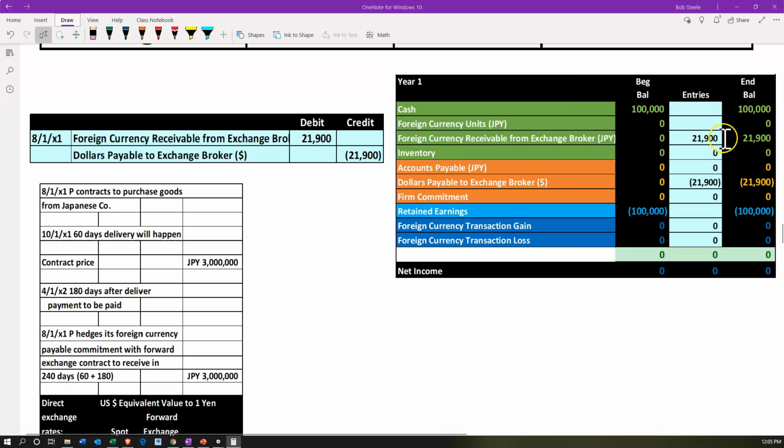We have the accounts receivable on the books at the 21,900, valuing the 3 million yen that we expect to receive in 240 days at the end of this contract in dollars using the current forward exchange rate. Then we have the dollars payable to the exchange broker, which is just in U.S. currency, will not change throughout the entire problem until we have to pay it at the end of the 240 days.